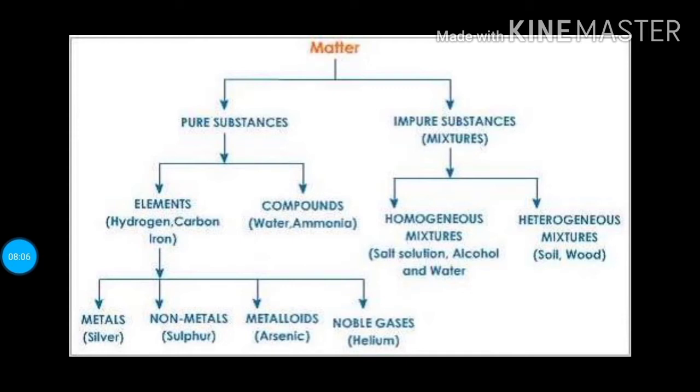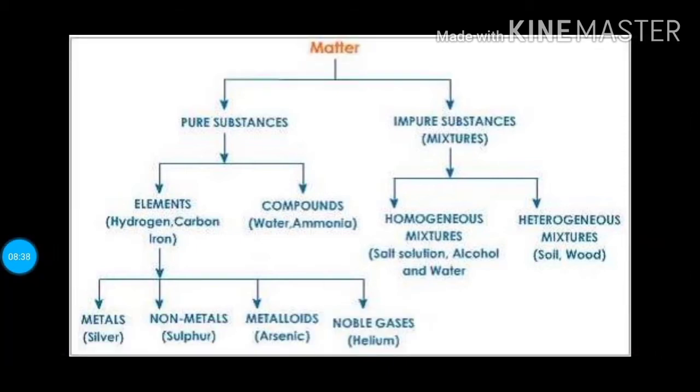And if we talk about metalloids, what are metalloids? Metalloids are those which have properties of both metals and non-metals. That means some properties of metals and some properties of non-metals are present in metalloids. Here you can see that arsenic is an example of a metalloid, sulfur is an example of a non-metal, and silver is an example of a metal.